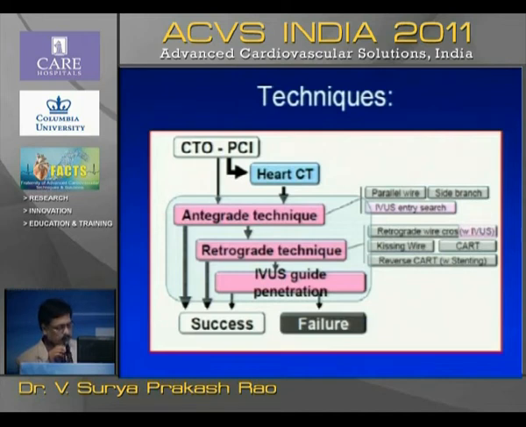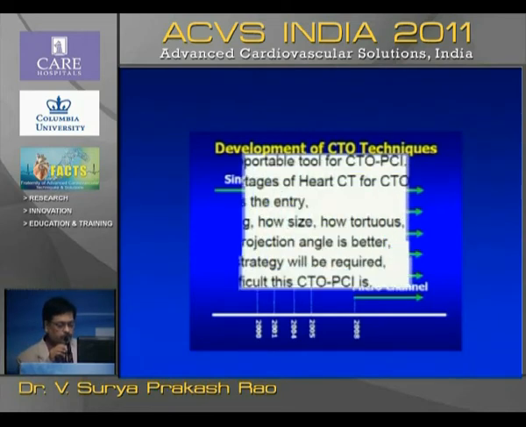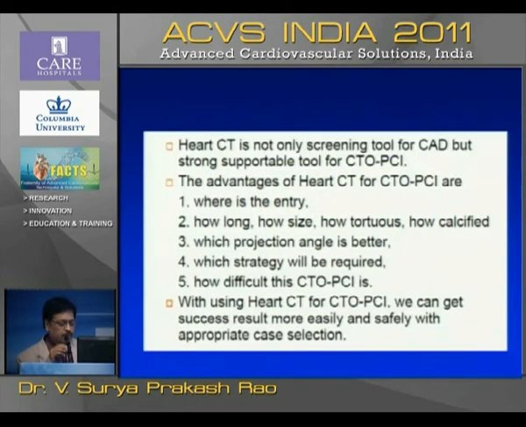And the most important thing is the parallel wire technique. If you cross with a single wire, it is fine. And if the parallel wire technique also fails, sometimes we have to use IVUS guidance. Sometimes the STAR technique and retrograde techniques are useful. And CT is useful for the entry point, to know how long, how much length, how tortuous, what strategy you should have, calcification, what is the projection angle, bends and tortuosity. This way CT is very useful.